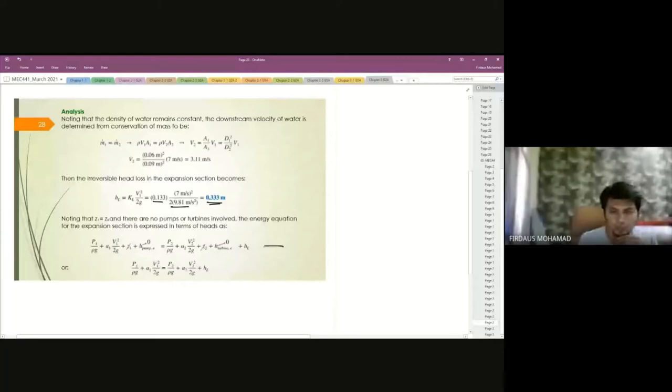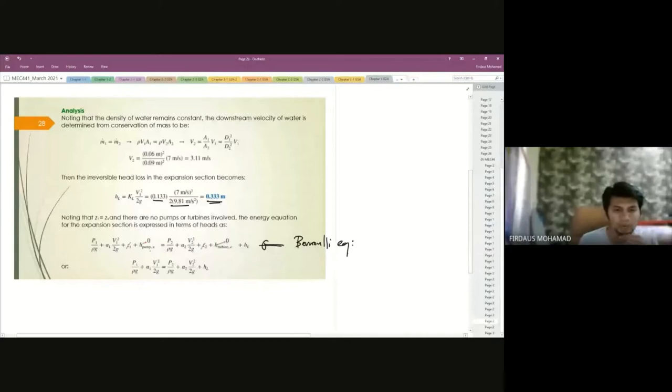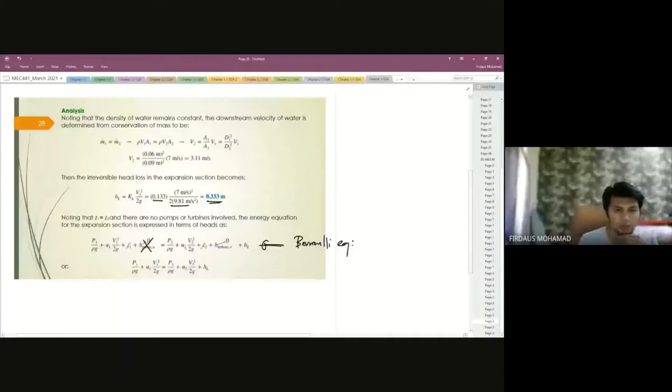Then to find the pressure, we apply the Bernoulli equation: P1 over rho g, plus alpha 1 V1 squared over 2g, plus Z1, plus H pump, since we have a pump, equals P2 over rho g plus alpha 2 V2 squared over 2g. Z2 can also be cancelled out since it is the same elevation, and there is no turbine.